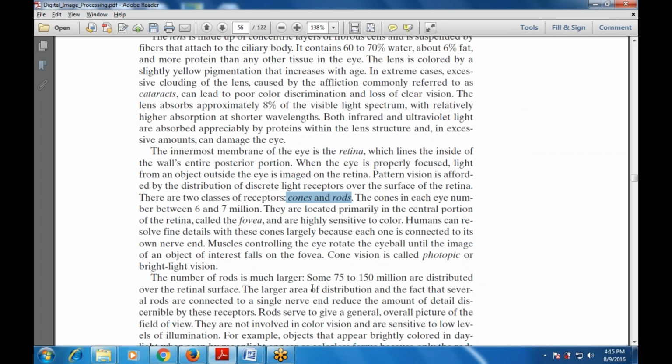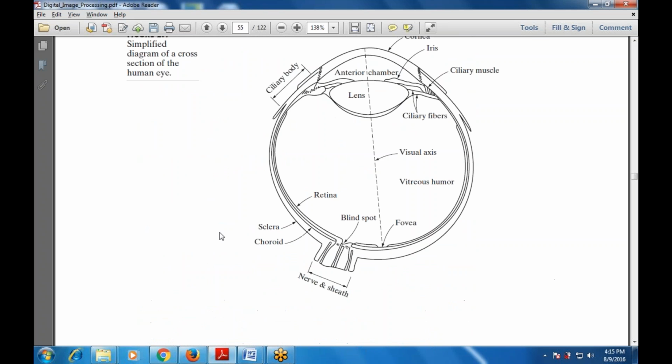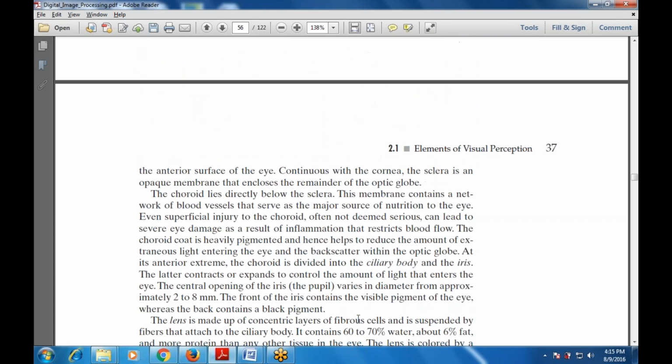Cones in each eye number between 6 and 7 million, and they are located in the central portion of the retina. This is the central portion of the retina.